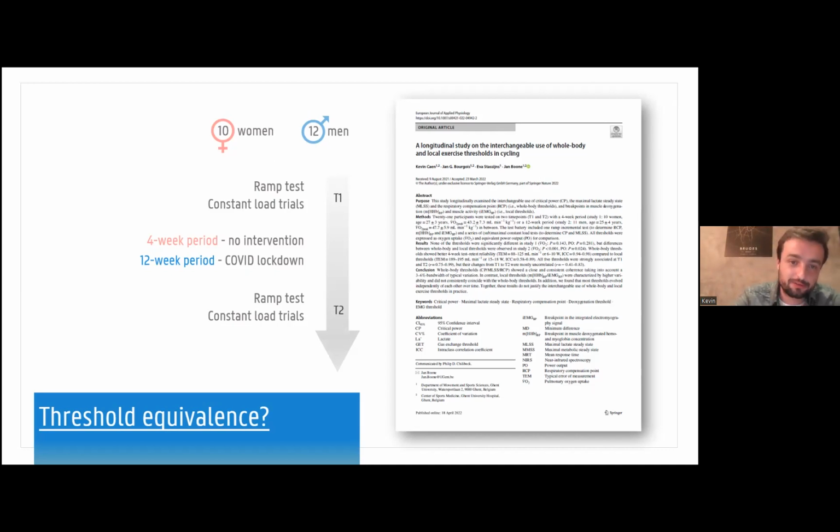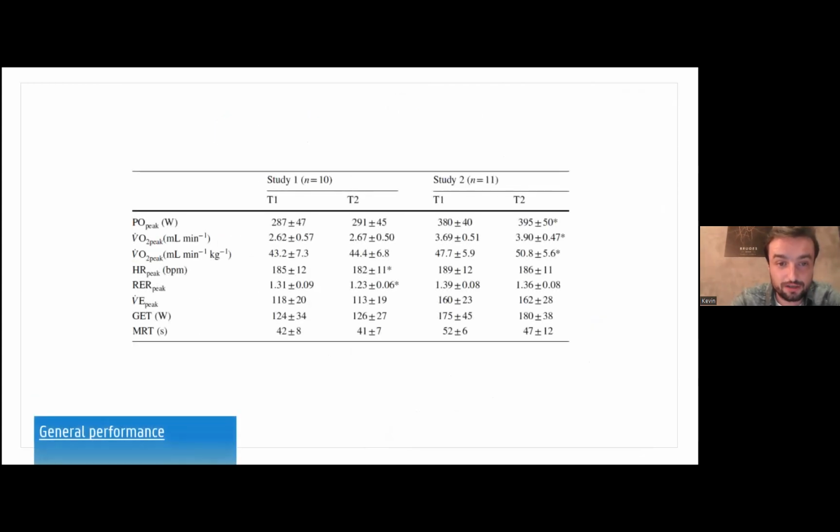That period was because we had a COVID lockdown. And during that period, participants increased their sports practice. You can see that there's kind of a training effect in that group. So before and after the 4 and the 12-week period, we determined all thresholds again, so we could take a look at how those thresholds evolved over time and if they were significantly different from each other.